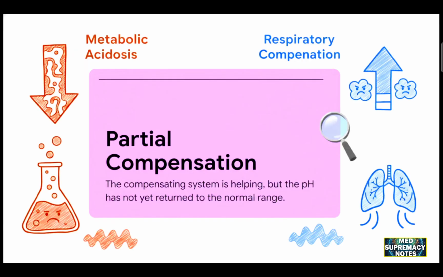And that leads us to a much more detailed diagnosis. We still have metabolic acidosis, but now it's with respiratory compensation. We call it partial compensation, by the way, because while the lungs are definitely helping, they haven't been able to get the pH all the way back into that normal range, at least not yet.